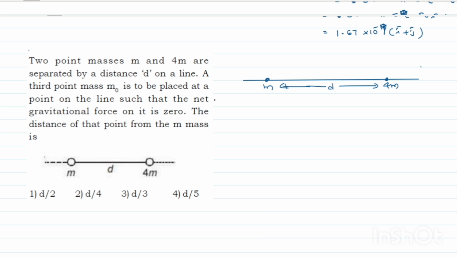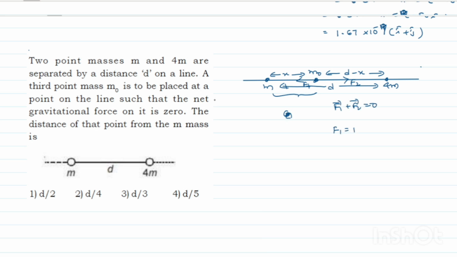A third point mass is placed at a point on the line such that the net force on it is 0. So here this is m naught you are going to be placing at a distance x, and this distance here you can take as d minus x. So here the net gravitational force value is 0. Here if you remember, students, this mass will be attracted by this one along this direction, this mass will be attracted by this one along this direction. Then F1 plus F2 will be equal to 0.